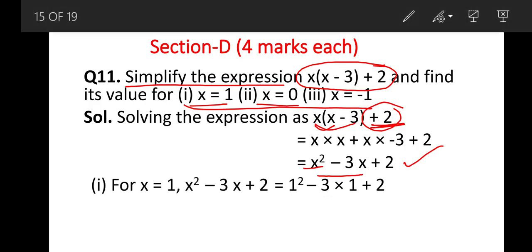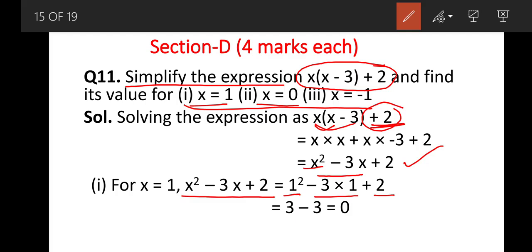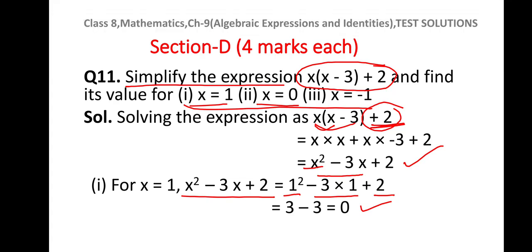So for x is equal to 1, this was the expression after solving. It will be 1 square minus 3 into 1 plus 2. So it will be 1 minus 3, plus 2; using BODMAS, you will be solving it. 1 minus 3 plus 2 you will be getting as 0.